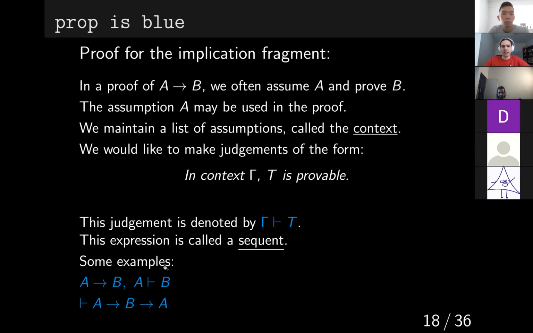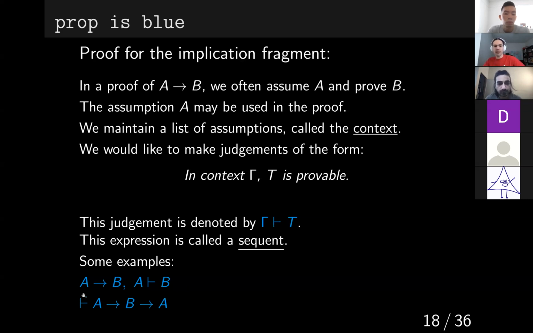So here are some examples of sequents. I can assume, for example, A implies B and A. And then in the context where I've assumed A implies B and A, I'm going to say that B is provable. You can also make no assumptions, and then nothing appears to the left of the turnstile. So for example, from no assumptions, I claim that A implies B implies A is provable. And remember, I said that implication is right associative. So this is the same as A implies, and then the right-hand side of the implication is B implies A.